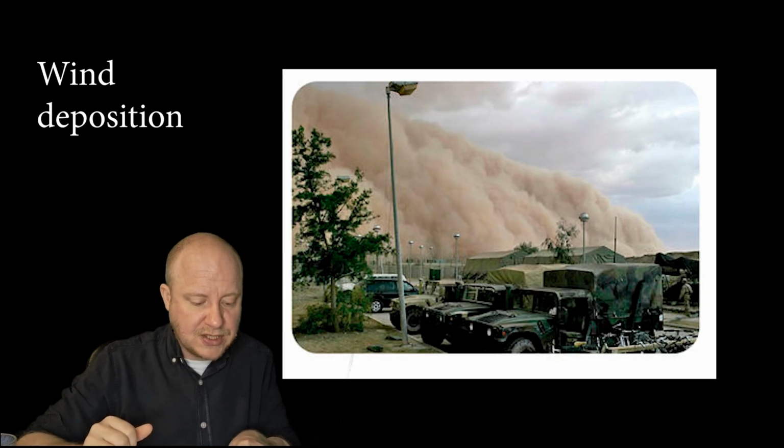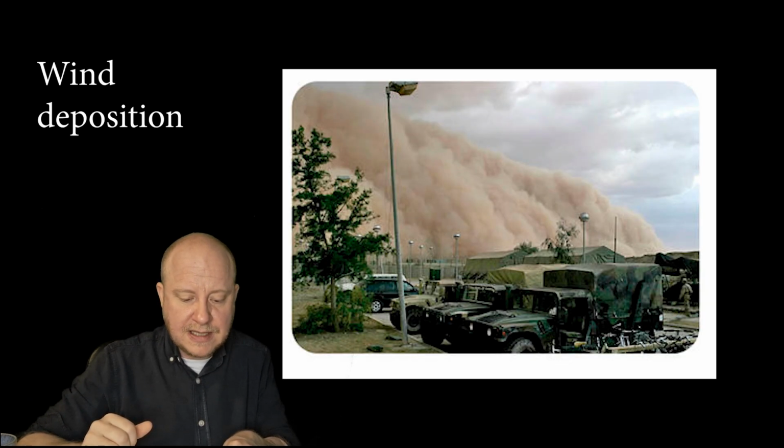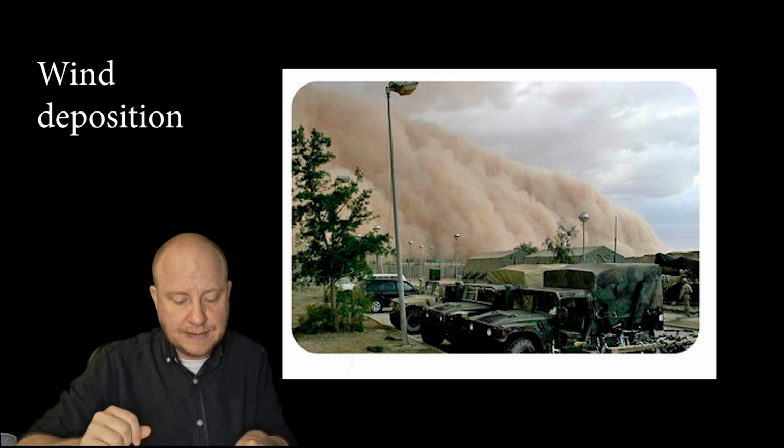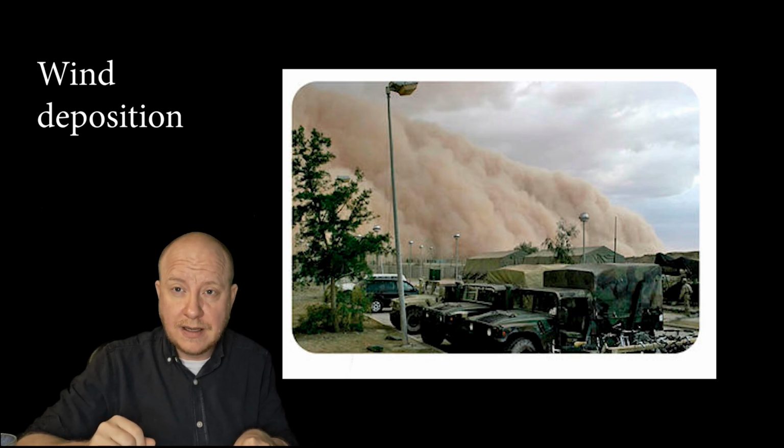Some materials, especially fine-grained sediments, may be deposited by winds. This mainly occurs when the exposed ground is dry and in areas with limited vegetation where the wind speed can remain relatively high, and this is because it's not slowed down by the vegetation. This type of deposition favors arid and semi-arid areas, so dry places.